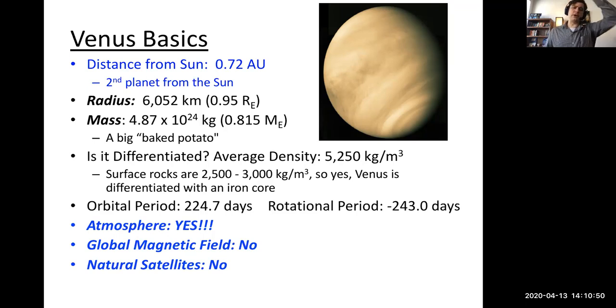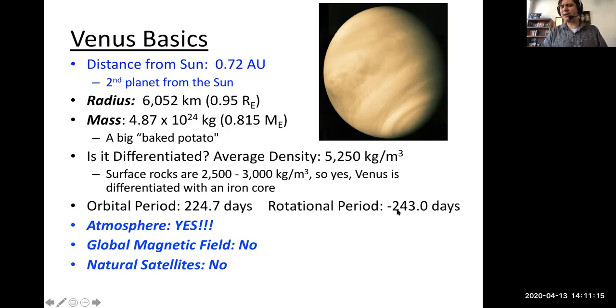Let's look at its orbital period and rotational period, see if we can see any sort of matches up like we saw with Mercury, that gave us that 3 to 2 spin orbit resonance. So the orbital period, 224.7 days. You could get that by using Kepler's third law if you wanted to. Its rotational period, negative 243.0 days. So what is up with this minus sign?